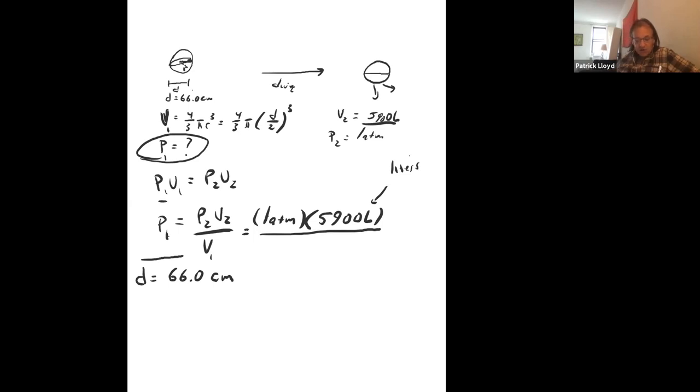Let's get the volume here in liters, right? So the liters cancel out. We want this to be in liters down here so that they cancel out, and that just gives us atmospheres, okay? The problem is if you use centimeters, you're not going to get liters out of it. So let me show you what the logic behind this is.